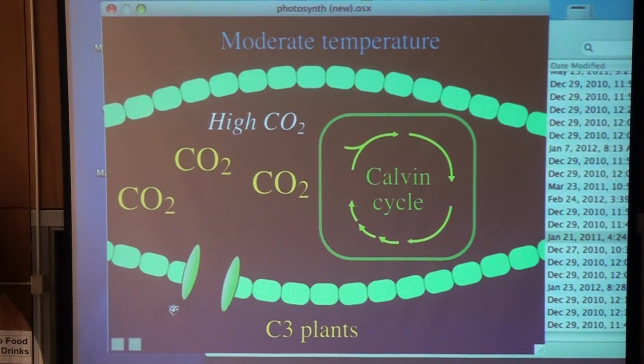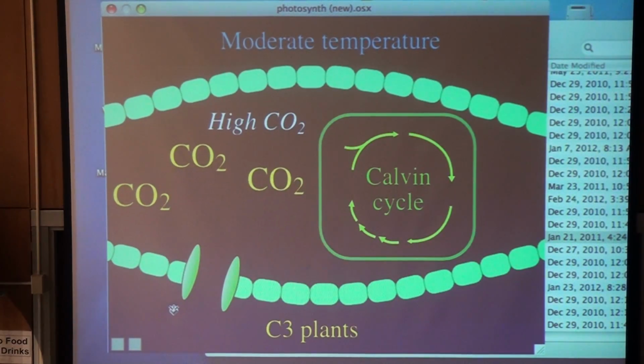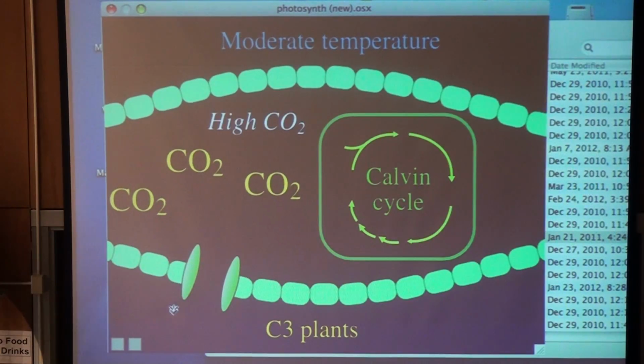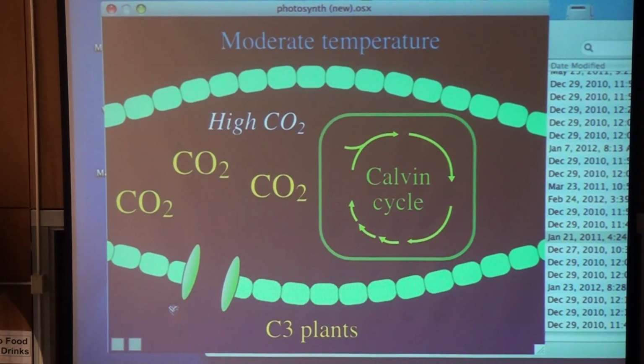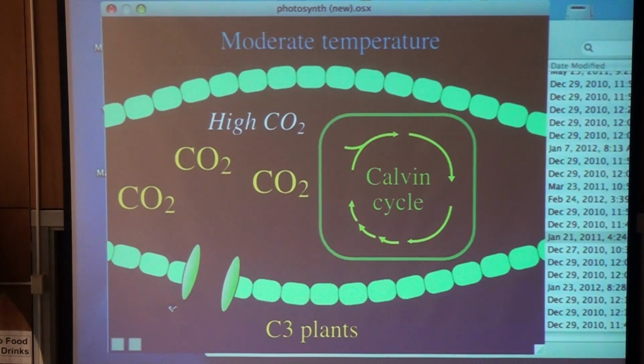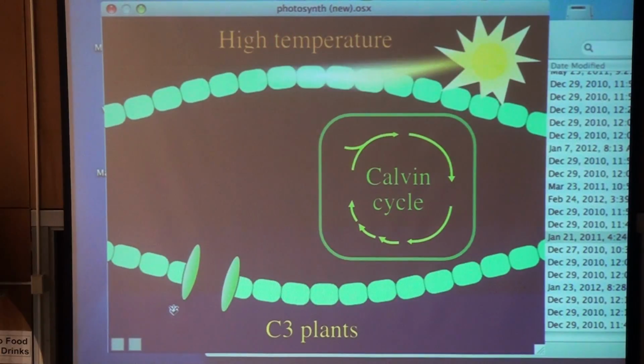There they are. Now, under moderate temperature, C3 plants work just fine. The problem is when you get a hot day, when you get really hot weather, what happens is water can start evaporating out of the stoma. So now it's a super hot day.